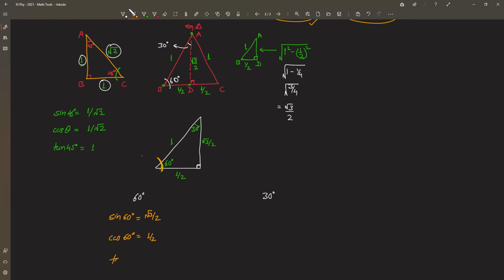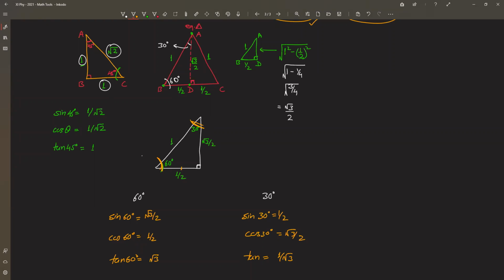And others you can find, that is tan 60 degree. Now you don't even have to see the triangle. Tan is sine by cos. So that is root 3 by 1 or simply root 3. This is root 3. Coming to 30 degree. Now this is the angle. If this is the angle, this is the opposite side. So sine will be 1 by 2. Cos 30 degree will be root 3 by 2. And tan will be sine by cos, that is 1 by root 3.